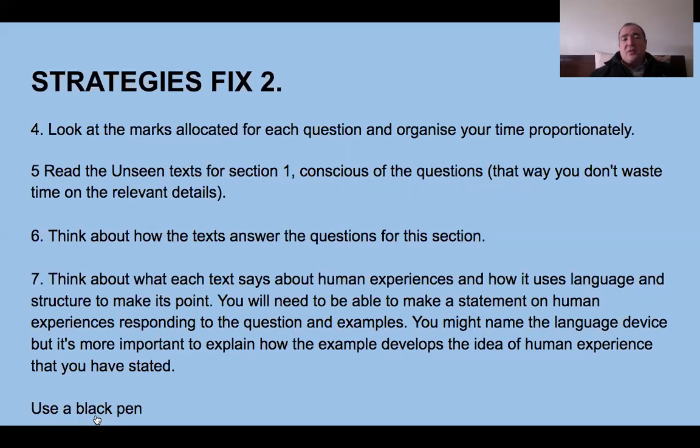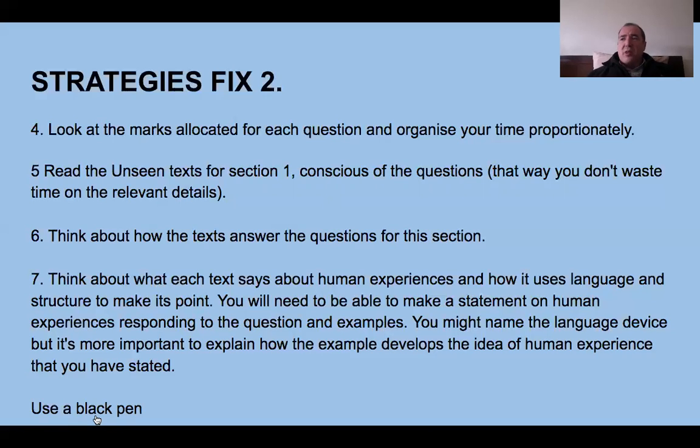Read the unseen text for section 1, being conscious of the questions. So you know the questions, and you go back to that question and see what's there. Think about how the texts answer the questions for this section. Think about what each text says about human experiences and how it uses language and structure to make its point. You will need to be able to make a statement on human experiences, responding to the question and examples. You might name the language device, but it's more important to explain how the example develops the idea of human experience that you have stated.